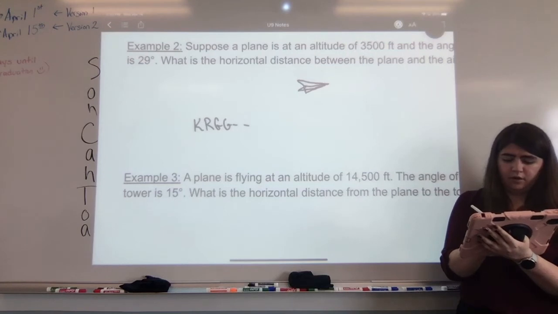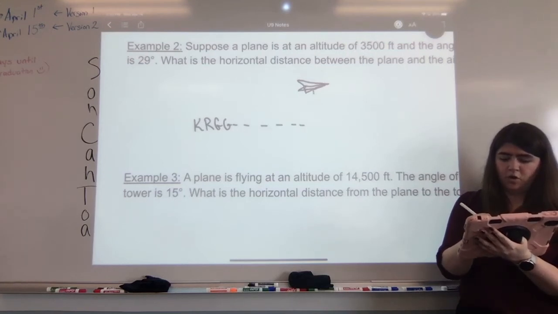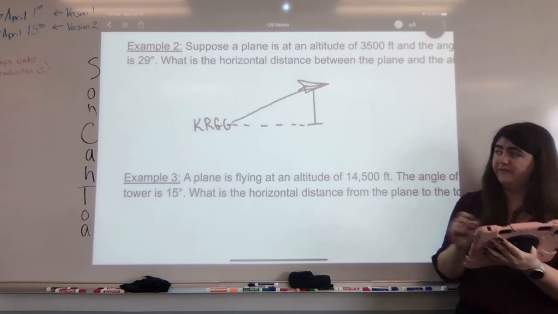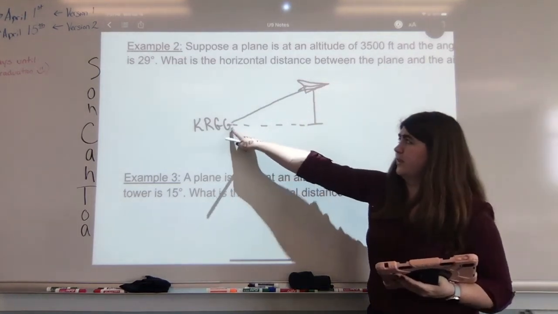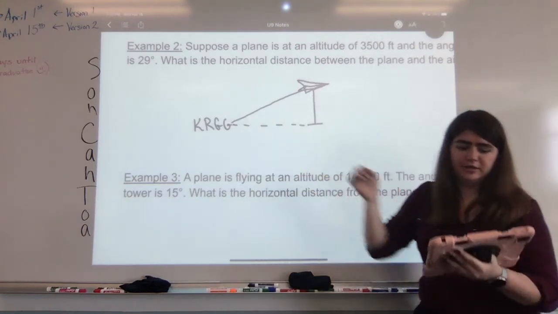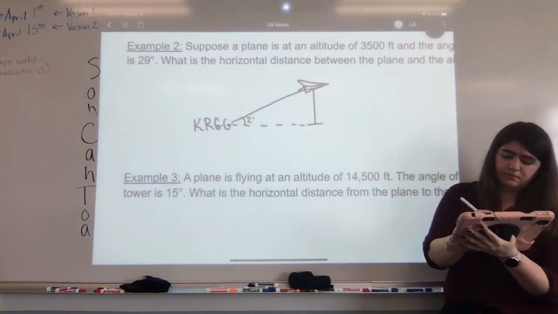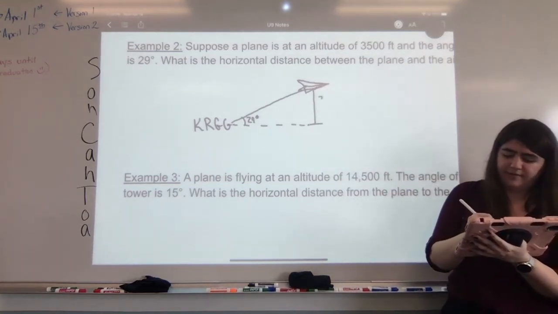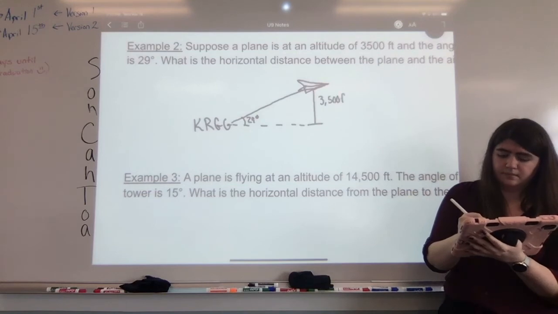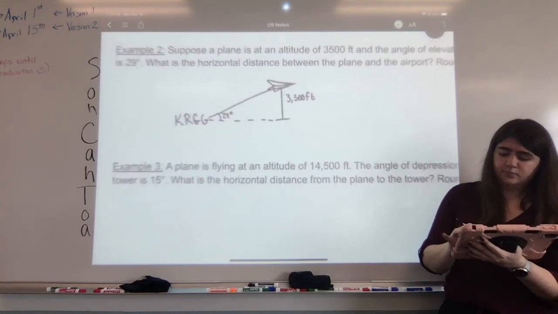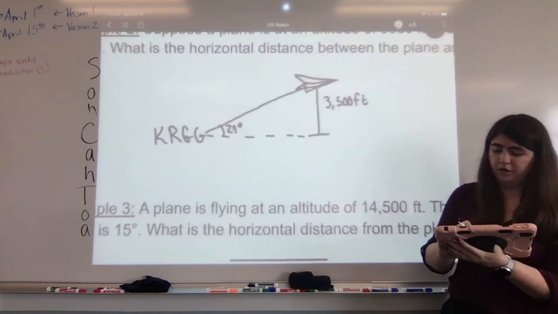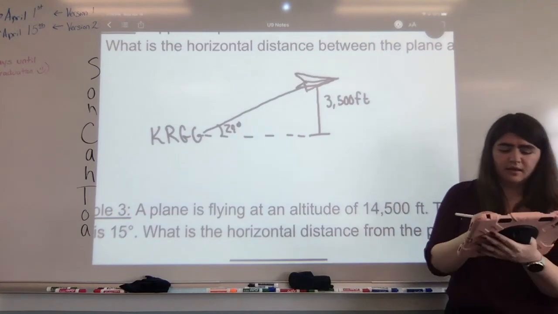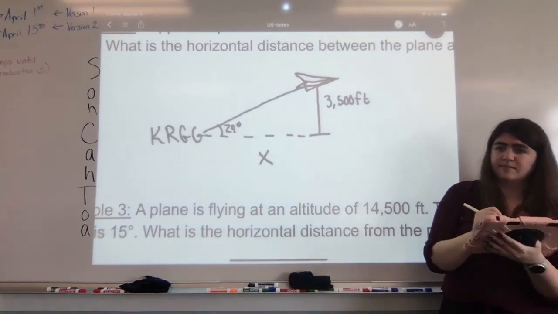And we're looking for our horizontal distance, knowing that this angle of elevation, looking from the airport to the plane, is 29 degrees. And our altitude, or our height, is 3,500 feet. All right, so now looking at this triangle, we're solving for this missing piece here, our horizontal distance, which I'm going to mark as x.